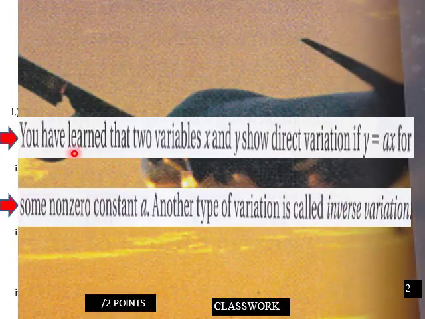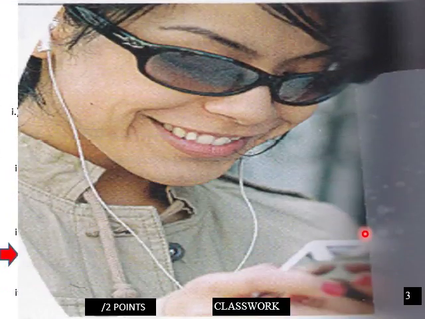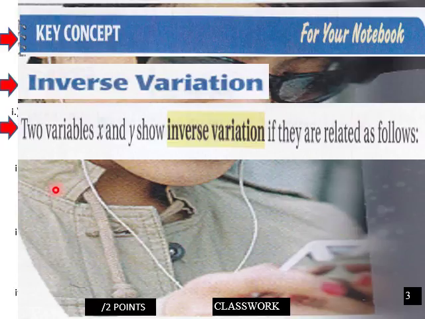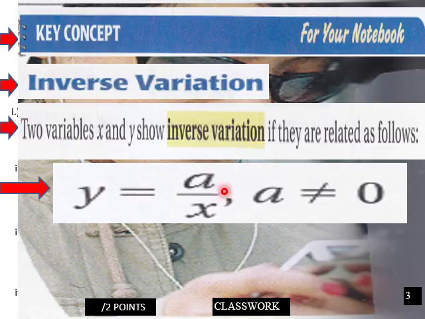Classwork. You have learned that 2 variables, x and y, show direct variation if y equals ax for some non-zero constant a. Another type of variation is called inverse variation. Inverse variation is where x and y are related as follows: y equals a over x, where a cannot equal 0. So we have a quotient here instead of a product.